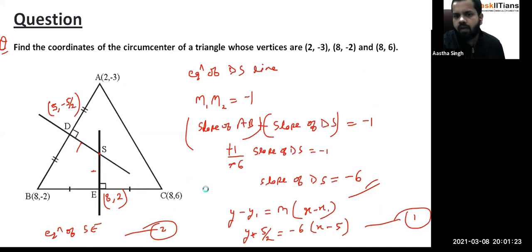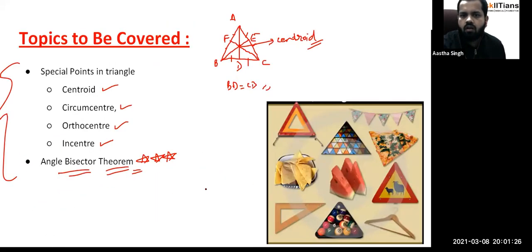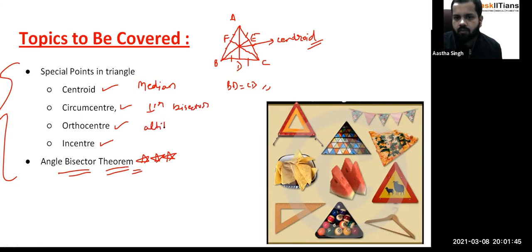Before moving forward to the angle bisector theorem, let me just summarize what these points are. Centroid is the intersection of what? Medians. Circumcenter is the intersection of perpendicular bisectors. Orthocenter is the intersection of altitudes. Incenter is the intersection of angle bisectors in a triangle.